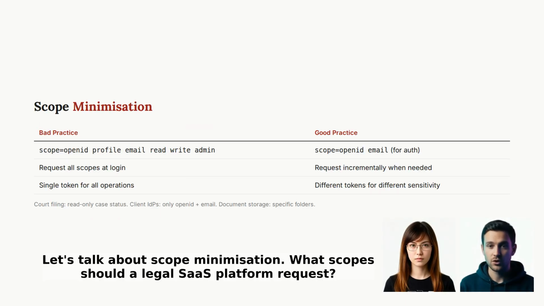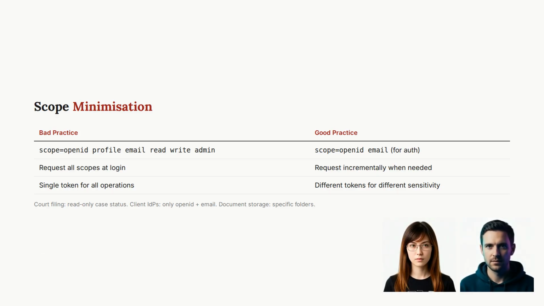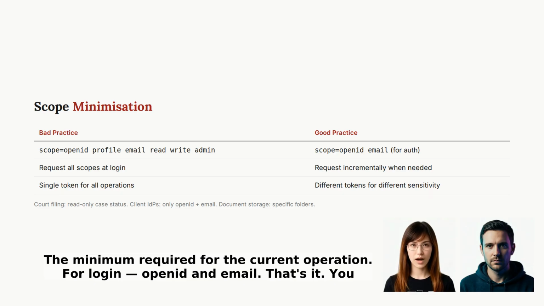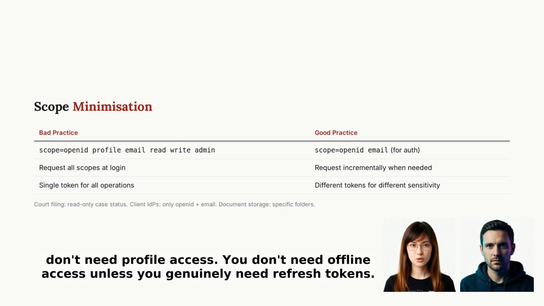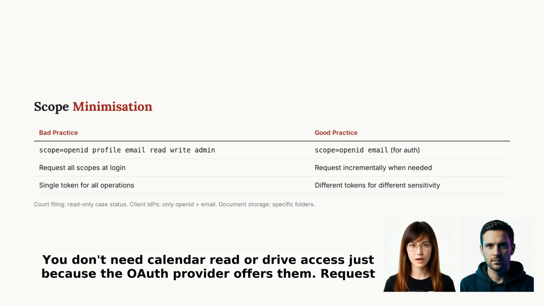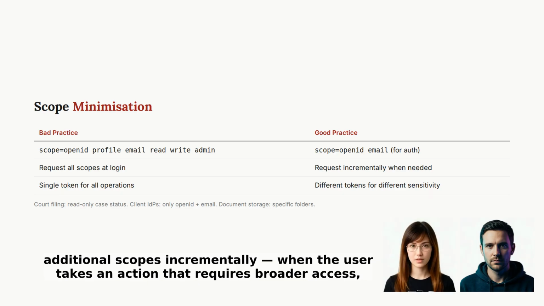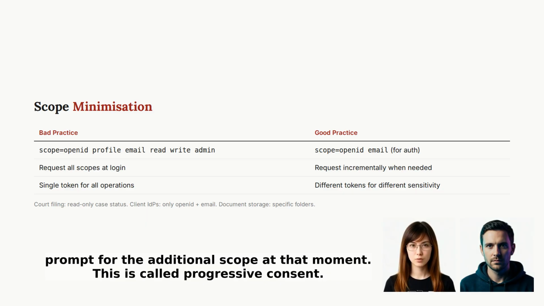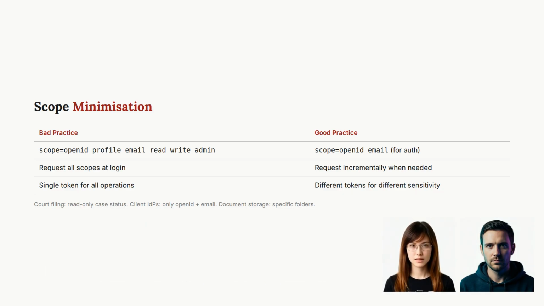Let's talk about scope minimization. What scope should a legal SaaS platform request? The minimum required for the current operation. For login, openid, profile, and email. That's it. You don't need profile access, you don't need offline access, unless you genuinely need refresh tokens. You don't need calendar read or drive access just because the OAuth provider offers them. Request additional scopes incrementally. When the user takes an action that requires broader access, prompt for the additional scope at that moment. This is called progressive consent.